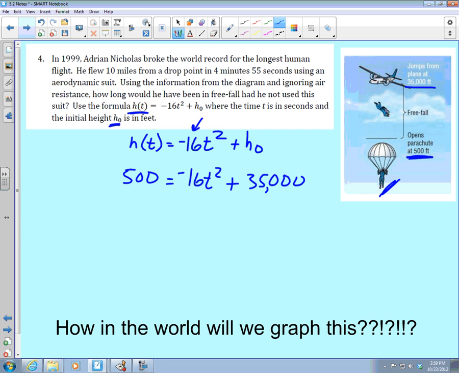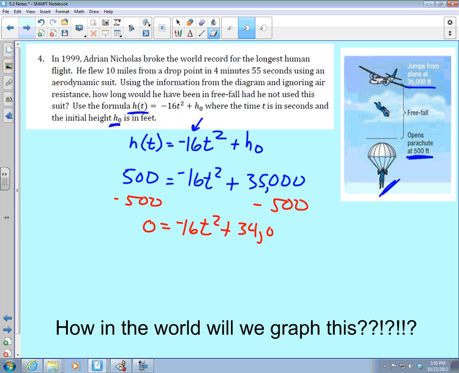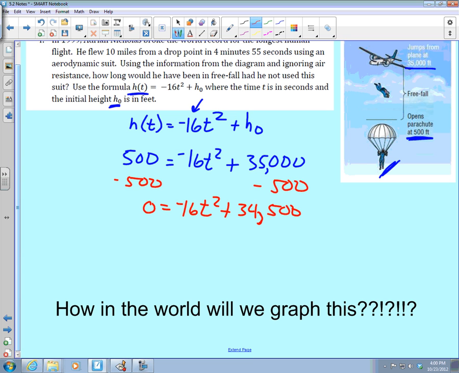So if I want to solve this, first thing I'm going to do is get everything equal to 0. And I get 0 equals negative 16t squared plus 34,500. Okay. Well, I want to solve this by graphing. So I'm going to say y equals 0. And now I'm going to graph this. This would not be fun to graph, and I would not suggest graphing this by hand.